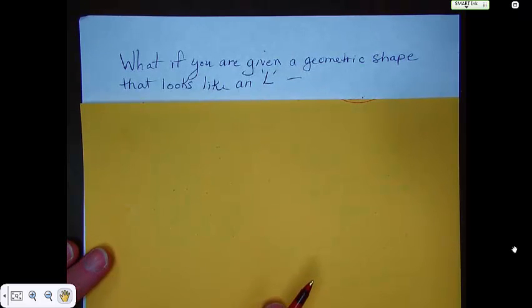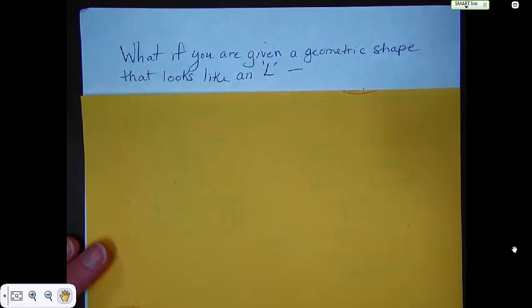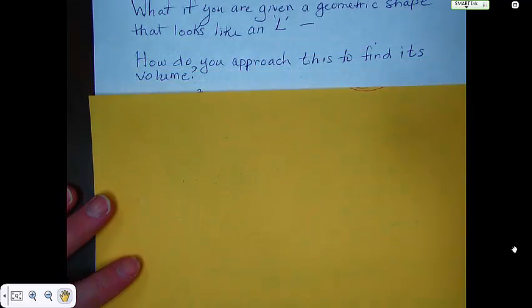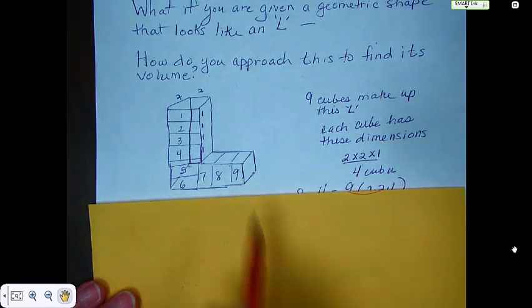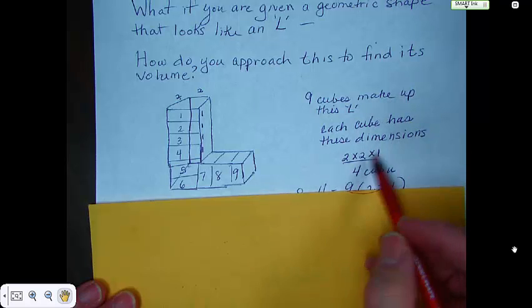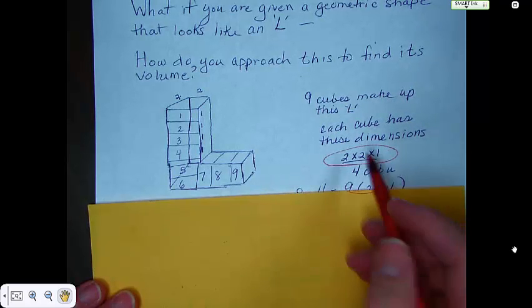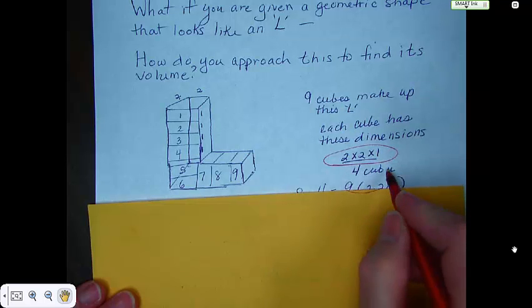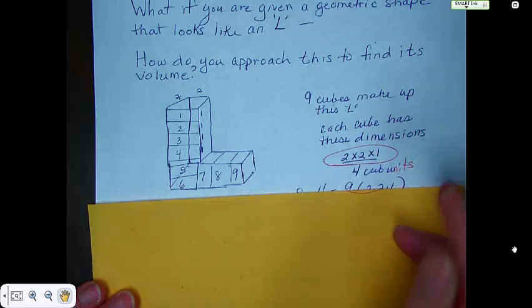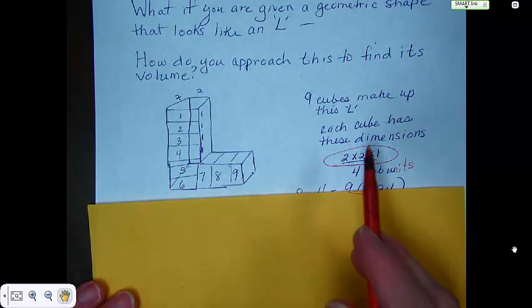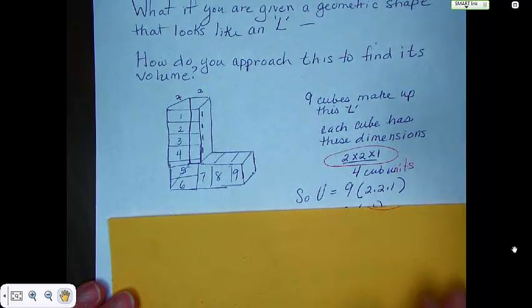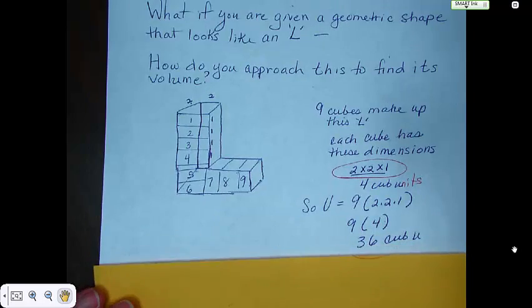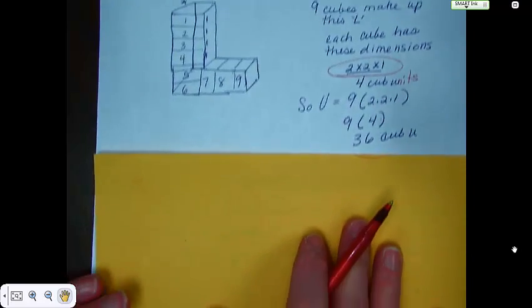Okay, so what if you have a geometric shape that looks like an L? What do you do with that? How do you find the volume of that? How do you approach it? Okay, so we have 9 cubes that make this shape. Each cube has these dimensions: 2 by 2 by 1. 2 times 2 times 1 makes it 4 cubic units. So if you have 9 cubes, and each cube has 4 cubic units, 9 times 2 times 2 times 1 makes 9 times 4. So the volume of this L is 36 cubic units.